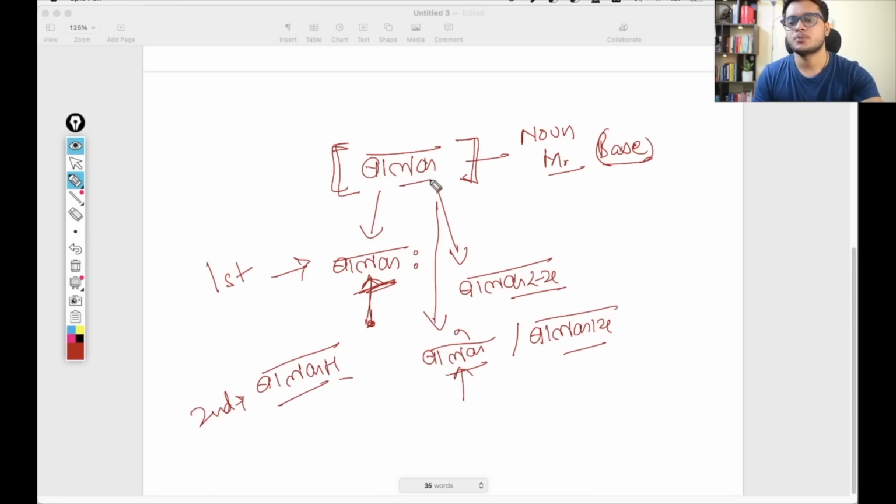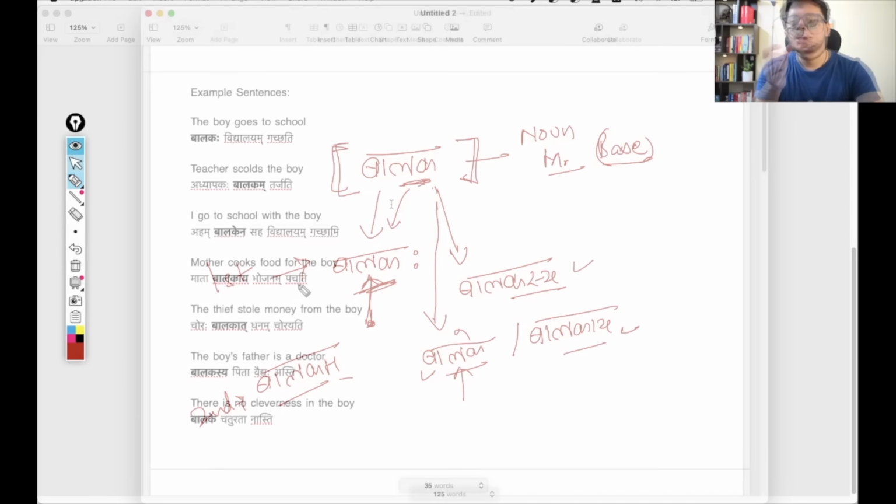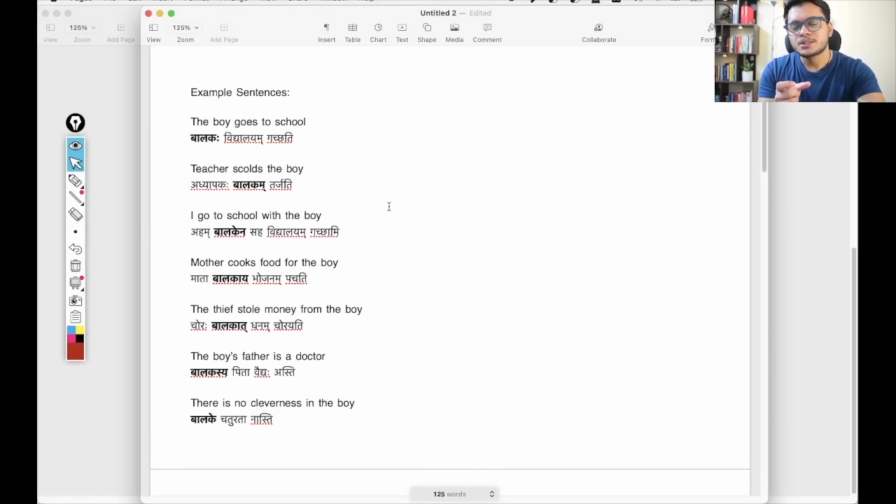So see again, from that base word balak, balakah, from that same base word balakam, from that same base word balakasya, balakaya, balake, and we have 2 more. So total 7 word cases. This is how the different word forms emerge, these different word forms and their contextual use in the sentence. We'll understand this through an example.